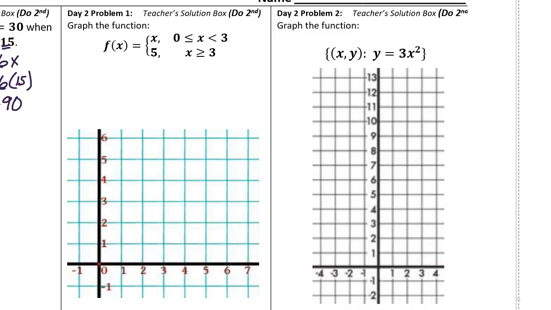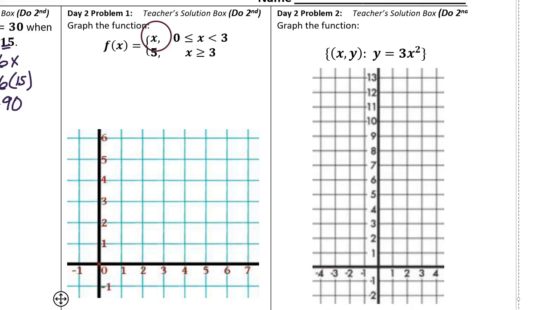Here's the answer for day 2, problem 1. Graph this function, which is defined in two pieces. Sometimes the value of function f is equal to whatever x is, but only when x is between 0 and 3. Other times the value of the function is 5, but only when x is greater than or equal to 3. Let's graph this first piece.